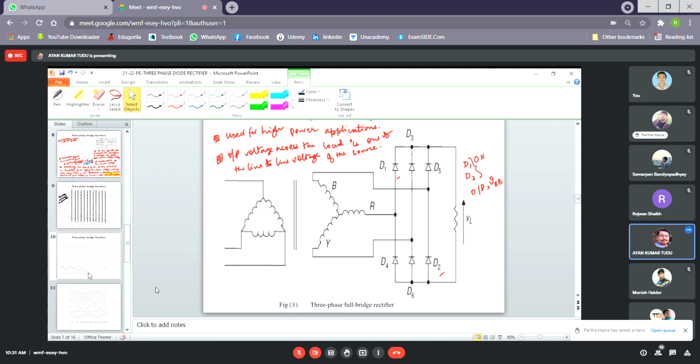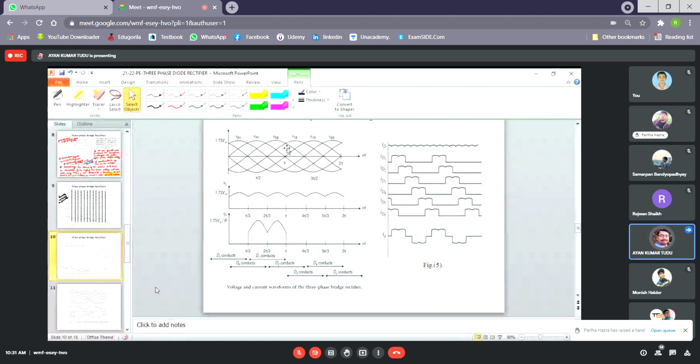Okay, so these are the typical waveforms that we are seeing here, and this is the current waveform. This is the line current. The line current for each of the six diodes is shown here: ID1, ID2, ID3, ID4, ID5, ID6, and this is the source current. See how the source current is changing. It is very well understood that many harmonics have been introduced in the source current.